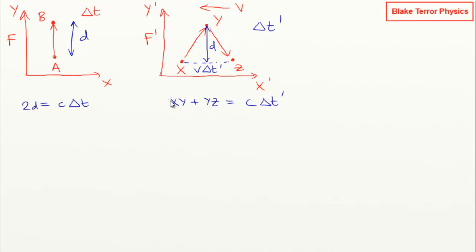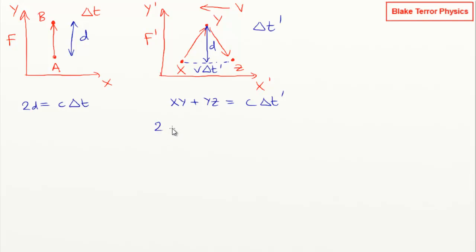So we need to get rid of this XY and YZ, both of which are the same distance. We can see this in the symmetry of this setup. The travel time on the way out is the same as the travel time on the way back. And then we just need to do a bit of Pythagoras in order to get rid of these.